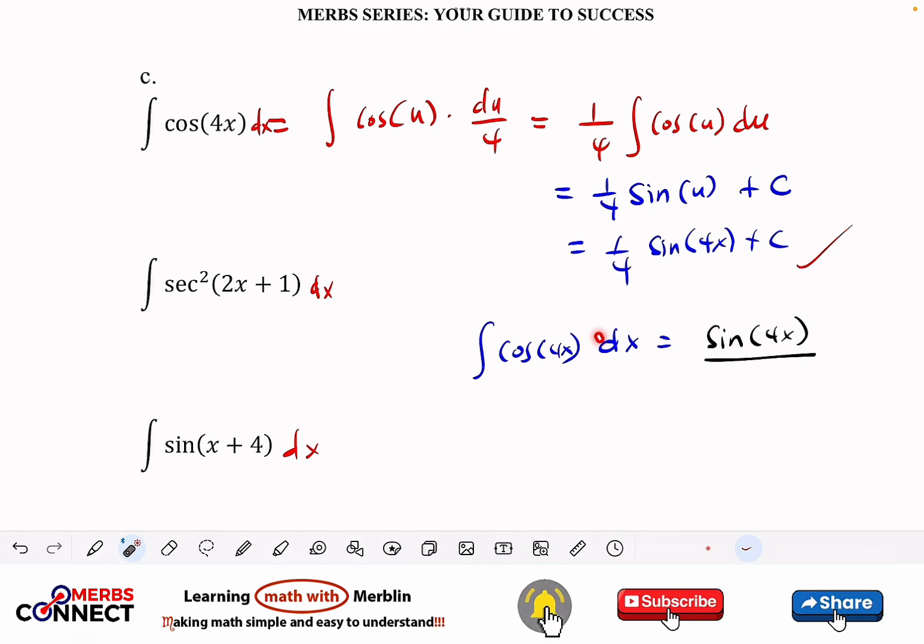So when I differentiate 4x, what am I going to get? 4 plus c. And this is what is here. So these are some of the shortcuts that you can use to solve objective questions, right?